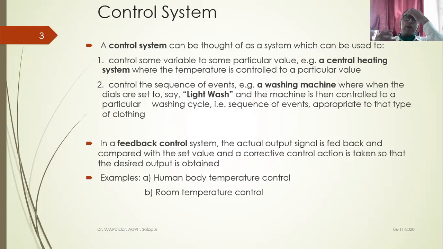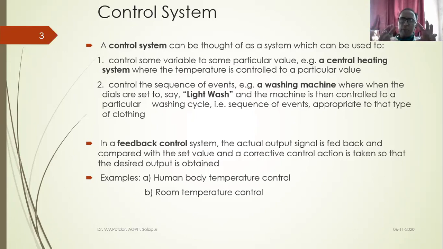The objective can be to control the sequence of events. For example, a washing machine, where the dials are set to, let us say, light wash, and the machine is then controlled to a particular washing cycle, a sequence of events appropriate to that type of clothing. In today's washing machines, they use microcontrollers. What it does is not precisely control the quality of wash as such, but control the sequence of operations.